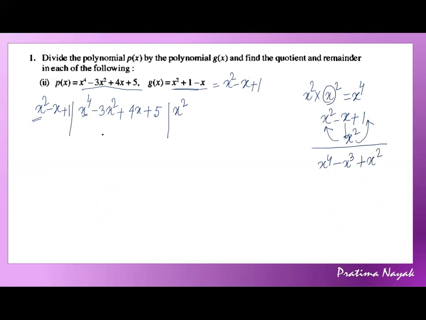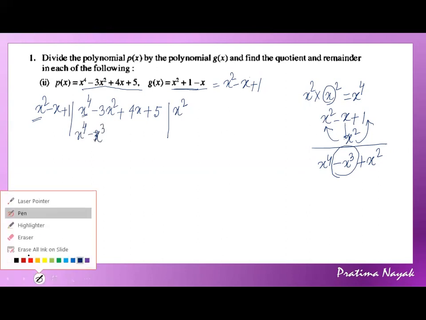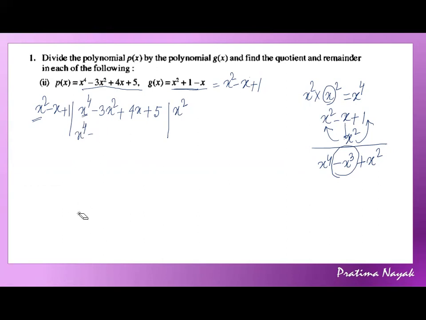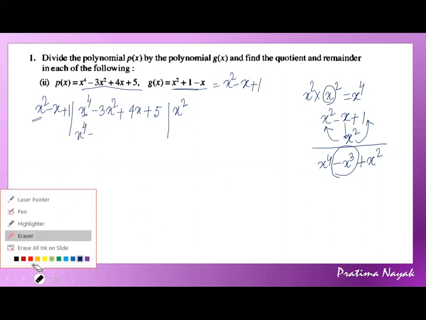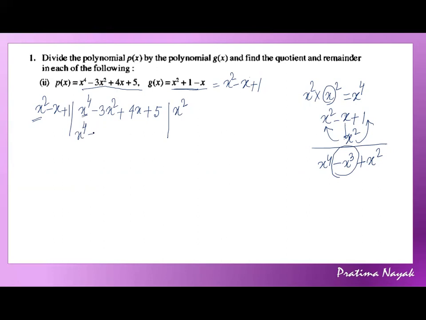The whole three terms I'll write here, and below the similar terms. So I'll write x to the power 4 below x to the power 4. Now you see there is no x cube term in the dividend, so I'll make a place here for it. Minus x cube. Let me rub it and write very nicely. So minus x cube and plus x square I'll write below x square.